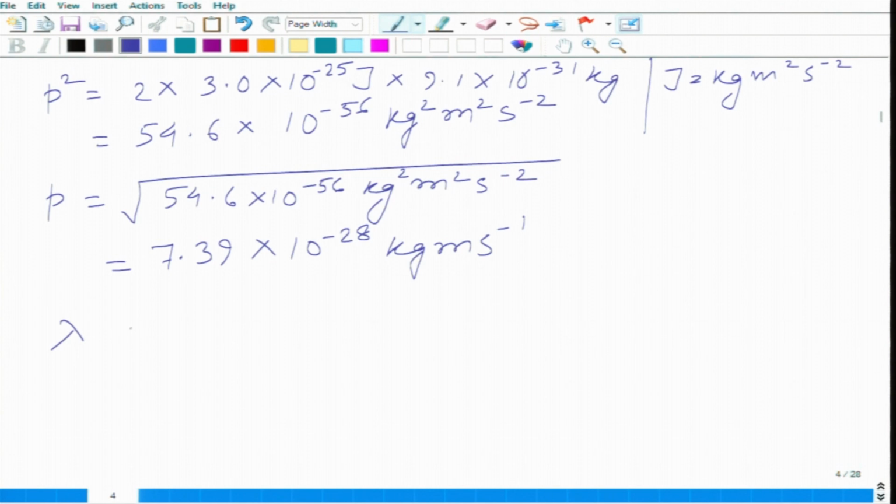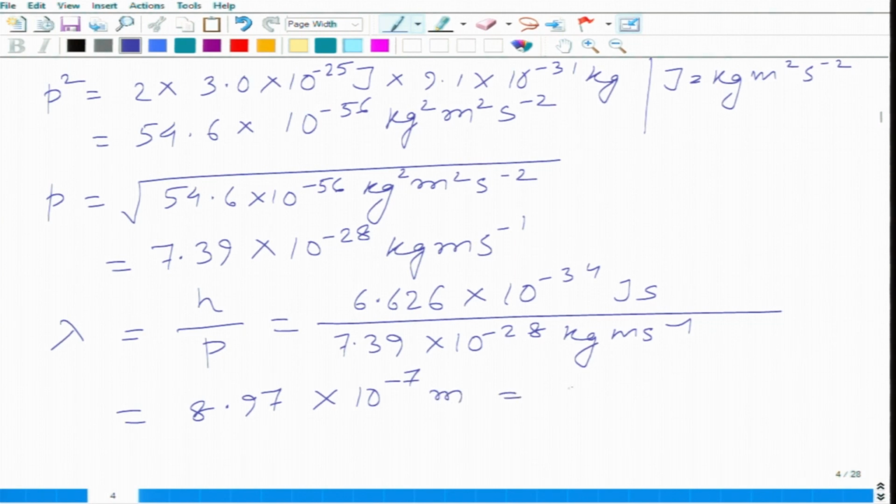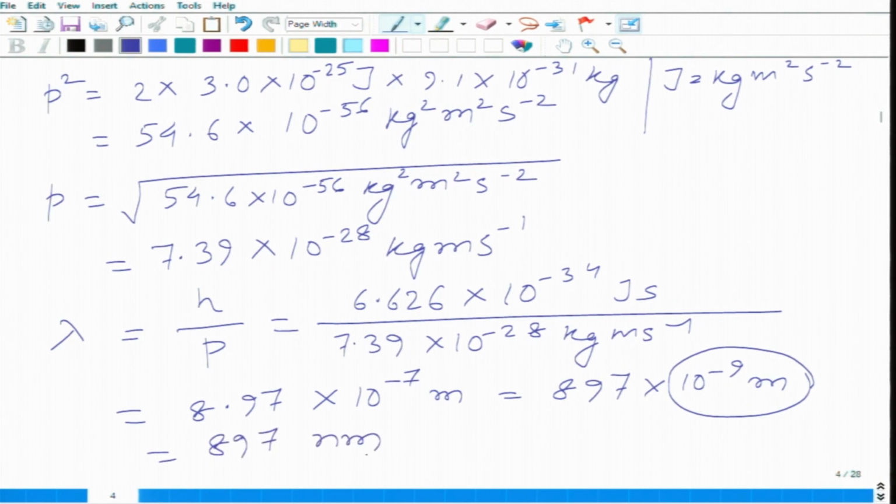Okay, so wavelength will be equal to h by p. So if we put the value of p in this equation, we get the value of wavelength as 8.97 into 10 to the power minus 7 meters. So this can be written as 897 into 10 to the power minus 9 meters, right? And 10 to the power minus 9 meters is nanometer. So we can write 897 nanometer.